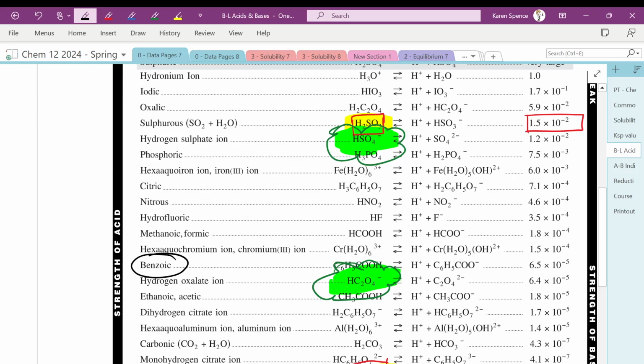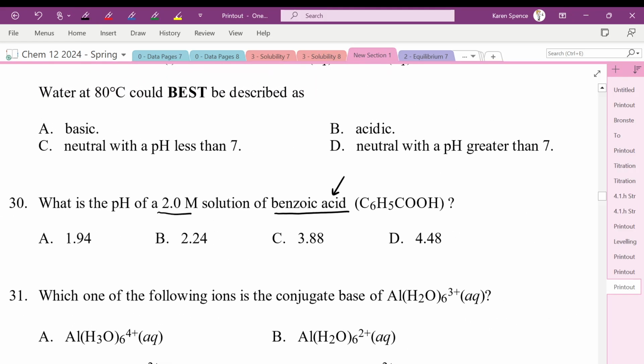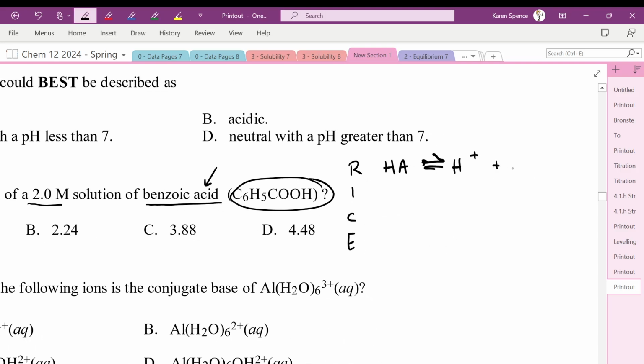Okay, so here's benzoic acid. And if it is weak, do you remember what happens to the weak little old lady? What does she do? Rice. Rice and Ka. Now, are you going to bother with an entire rice table for a multiple choice? You certainly can. Okay, I will just do a little quick one over here. So we have R, I, C, E. I'm just going to call this HA because that's way too long to write out. Does that make sense? So we have HA in equilibrium with H plus A minus.